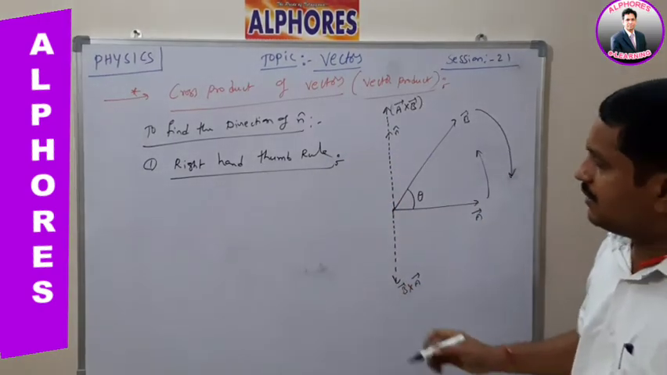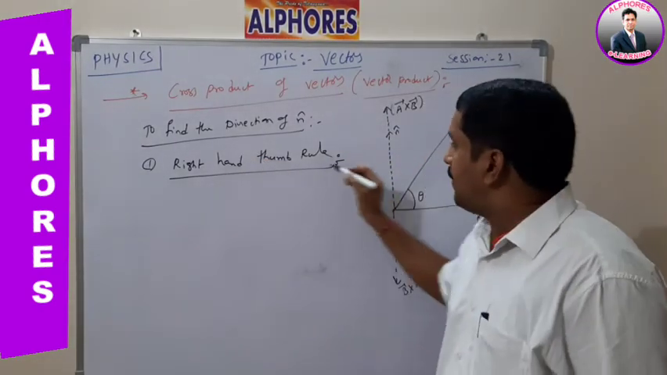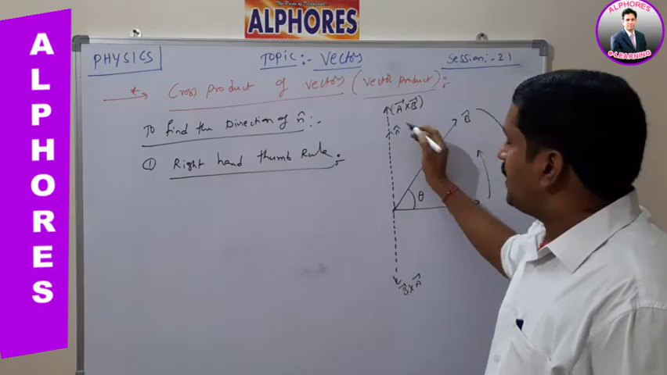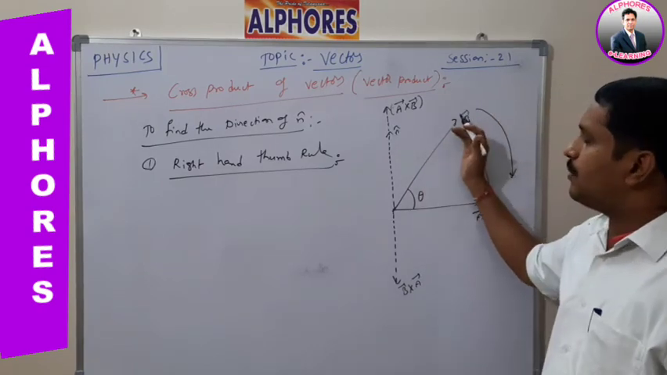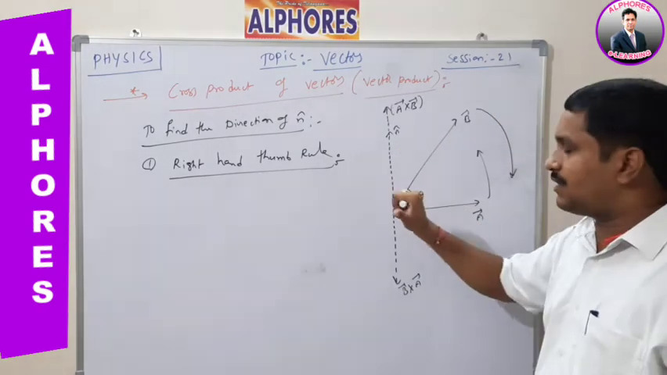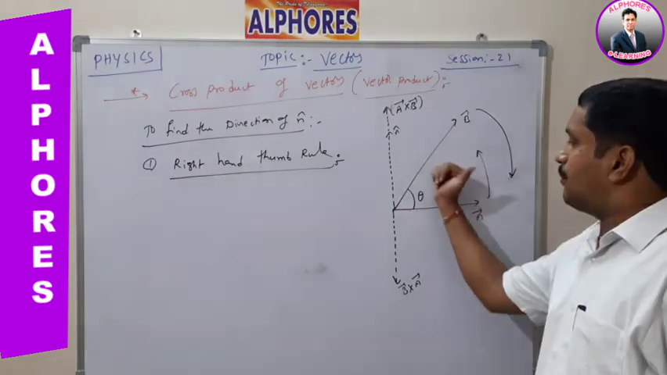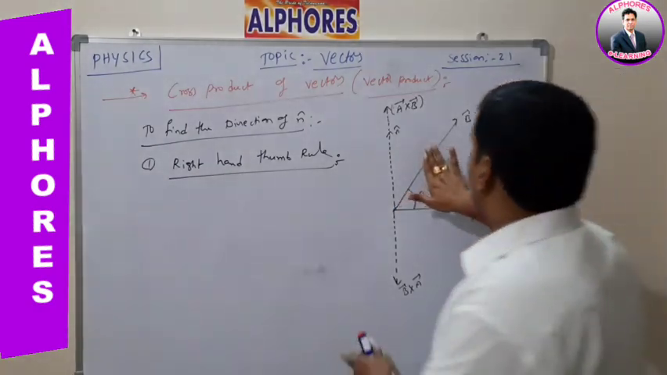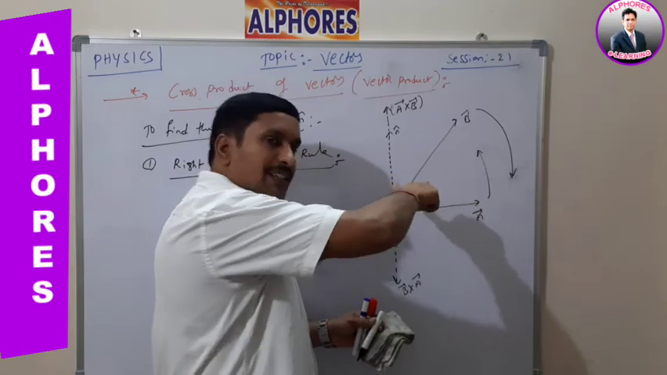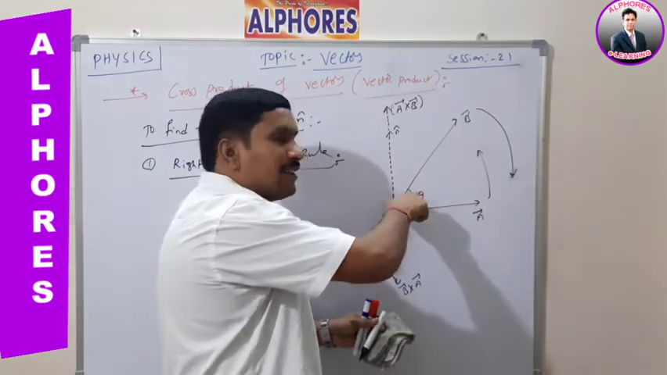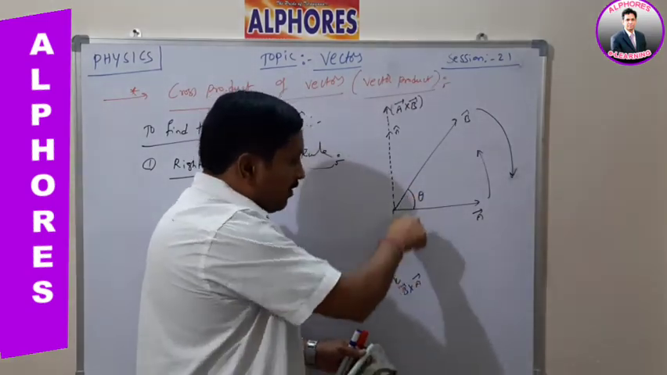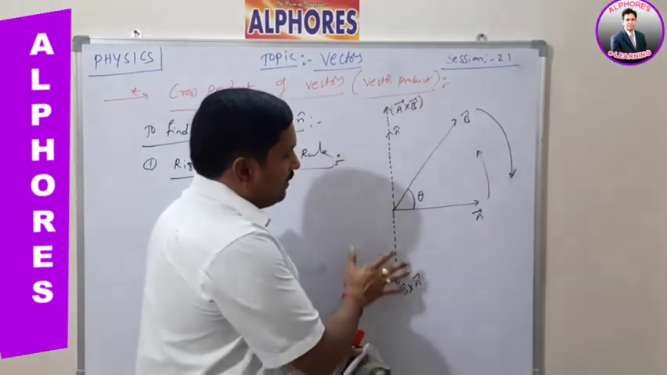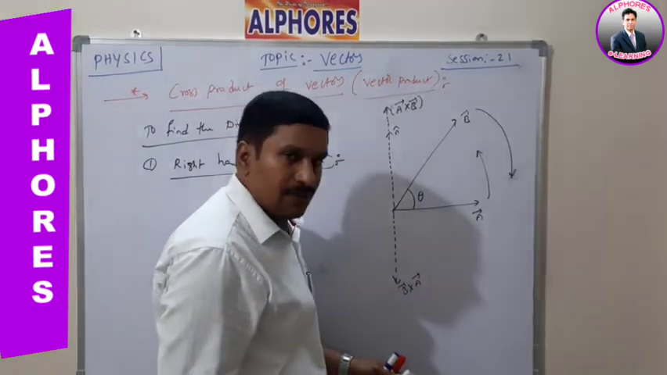According to the right hand thumb rule, we have to define the direction of n cap. If A bar is rotating towards B bar, it is in the positive z direction, outside the board, like this as per the right hand thumb rule. And suppose this B bar vector is rotating towards A bar, it is inside the board. Thumb is inside the board. That means negative z direction, which is represented in the downward direction here. So this is the method to determine the value of n cap in this case.